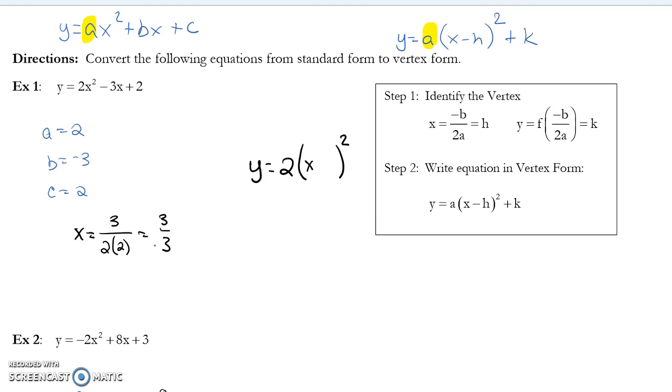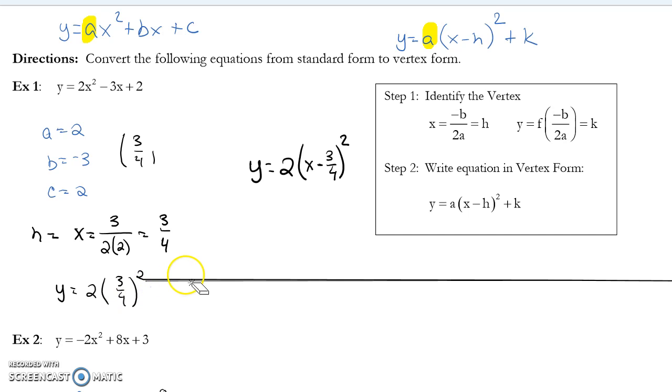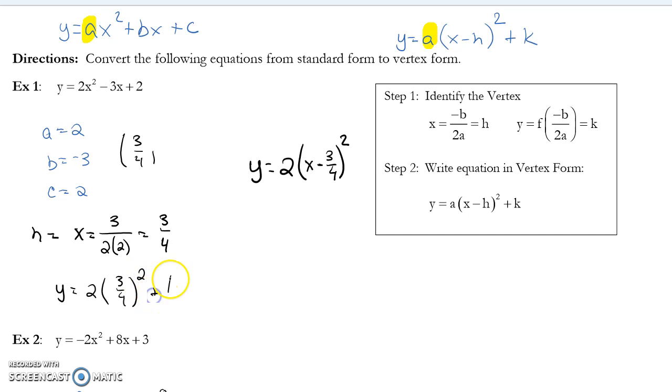That's enough information to go and plug right into my function right away. It's going to be minus 3/4, because I know my h is equal to 3/4, my vertex. Now to find k, my y value is going to be equal to 2 times the quantity of 3/4 squared plus -3, so I guess minus 3 times the quantity of 3/4 plus 2.